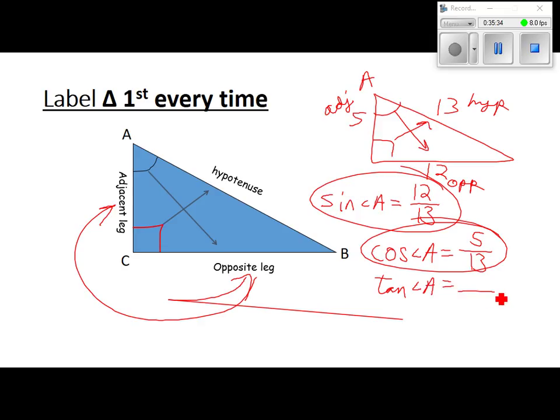Opposite over adjacent? Is that right? So what's the opposite? 12 over 5. All right? Notice, 12 over 5 is bigger than what? It's bigger than 1, right? It's bigger than a whole. The others won't ever be that way, and we're going to write that down here in a minute on another slide. The sine and cosine, if you come up with the sine of something is 3.5, you did something wrong.